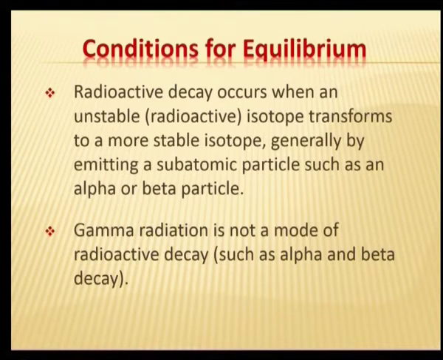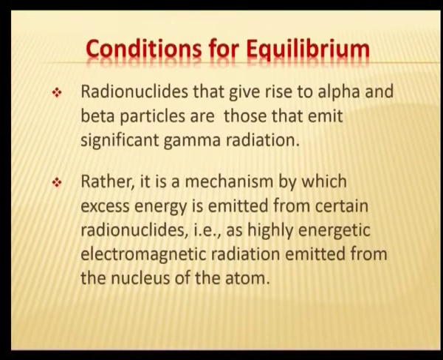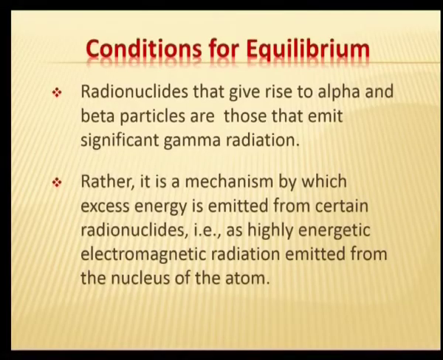Gamma radiation is not a mode of radioactive decay. Whenever there is a radioactive decay, we have been seeing radioactive decay series, gamma is not involved, unlike alpha and beta. Radionuclides that give rise to alpha and beta particles are those that emit significant gamma radiation. Rather, it is a mechanism by which excess energy is emitted from certain radionuclides. The nuclear energy levels, the gamma radiation, the excited nucleus going to a lower energy nucleus, there will be emission of gamma radiation. As I told you in the previous lecture also, the gamma emission comes because the nucleus goes from an excited energy level to a lower energy level.